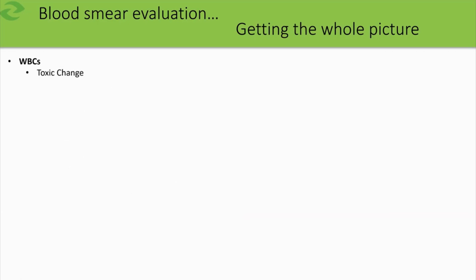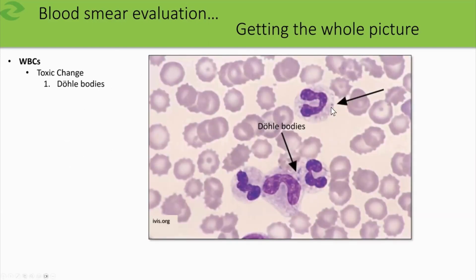And we'll say that Pelger-Huët anomaly can present a major problem for automated analyzers. Okay, so toxic change: Döhle bodies is the mildest form, and it's characterized by these blue inclusions that are associated with ribosomes, so these cells are increasing their phagocytic capacity. So Döhle bodies, blue.